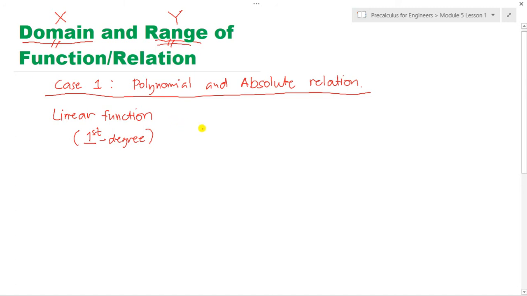Let's say you're given a linear function of y is equals to 3x plus 2. To solve for the domain, in solving the domain class, you're going to transform our function here to the form y is equals to f(x), meaning the dependent variable is only located on the left side, and then all the independent variables, including the constant, are located on the other side of the equation.